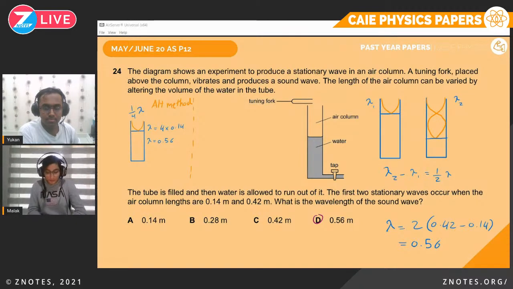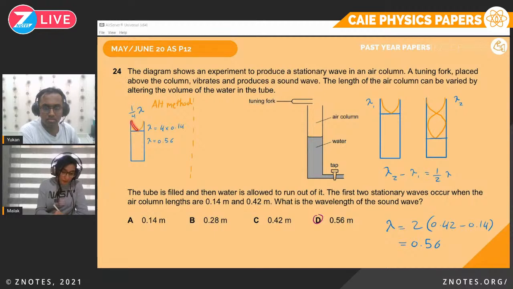What is the wavelength of the sound? So first off, you can do it in 2 ways. One method is that since it's the same first one, this is the second one, you can subtract them, and when you subtract them, you would get half a wavelength. Right? And then you could find the length of a wavelength using that.